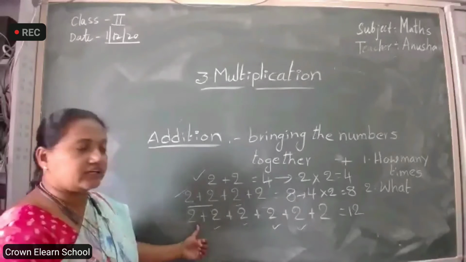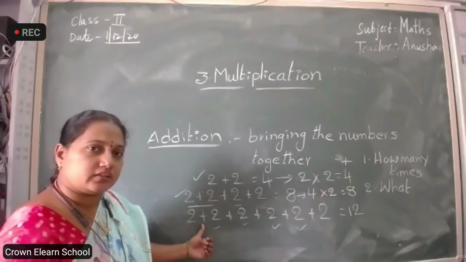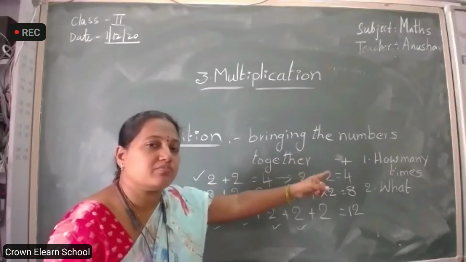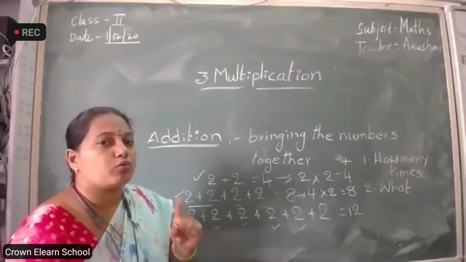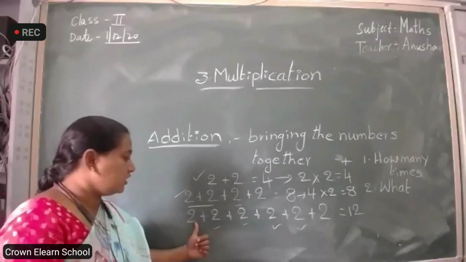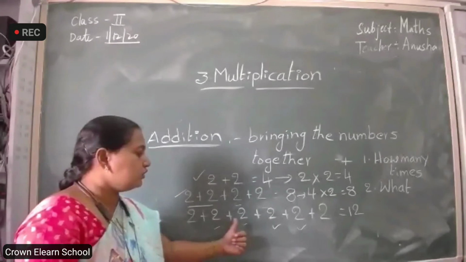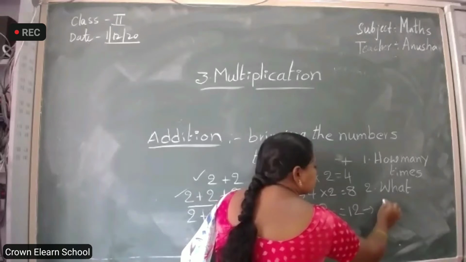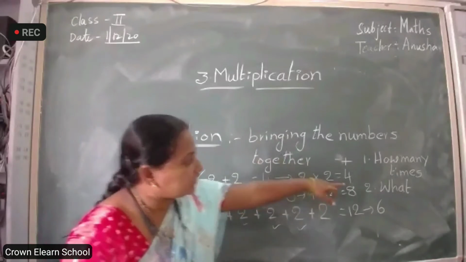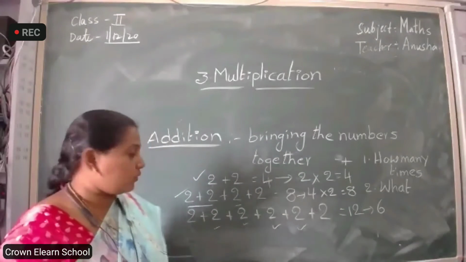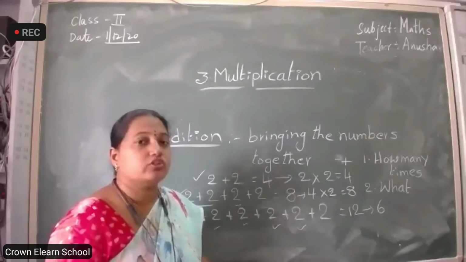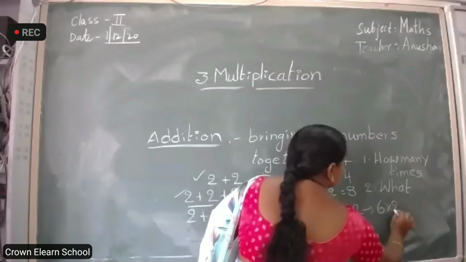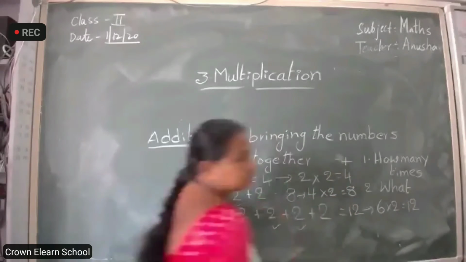Now look at the third example. What is the first question? How many times? Just look here. 1, 2, 3, 4, 5, 6. How many times here? 6. Second question. What number are you adding every time? 2. So 6 into 2, 6 2s are 12.